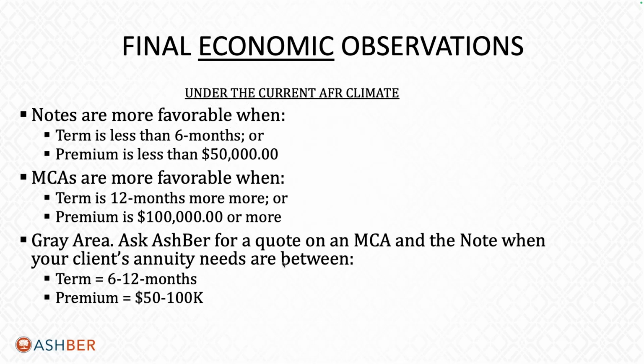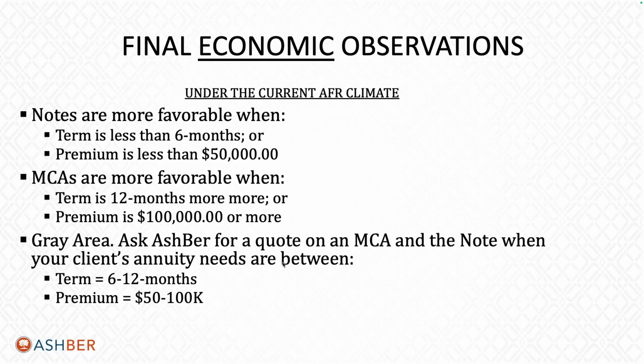So generally speaking, under the current climate, when you have a need for a term that's less than 6 months and/or less than $50,000, the note becomes more favorable, because there's just not much interest that's compounded on those cases. But the MCAs definitely become more favorable when we're looking at a term of 12 months or more, or a premium of $100,000 or more. And then I'll illustrate this as a gray area here, and I took a little liberty, because I honestly think if you go to even 9 months or more, the MCAs are going to be more favorable in those scenarios.